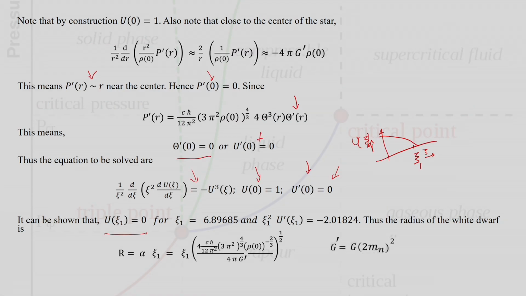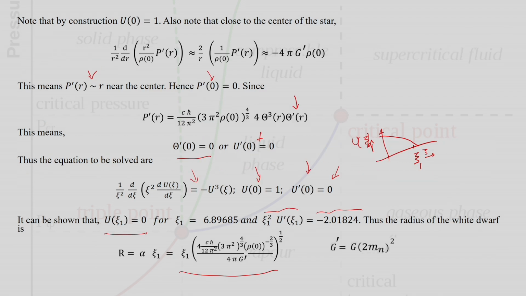Okay, so we have found the boundary of the star, and for later use we will require this product, xi 1 squared u dash at xi 1, which can be evaluated and is some number. Remember that u dash is negative, because the pressure and so on are basically decreasing functions of r. Density and pressure are both decreasing as you go from the center to the surface of the star. So, this is the radius of the star.